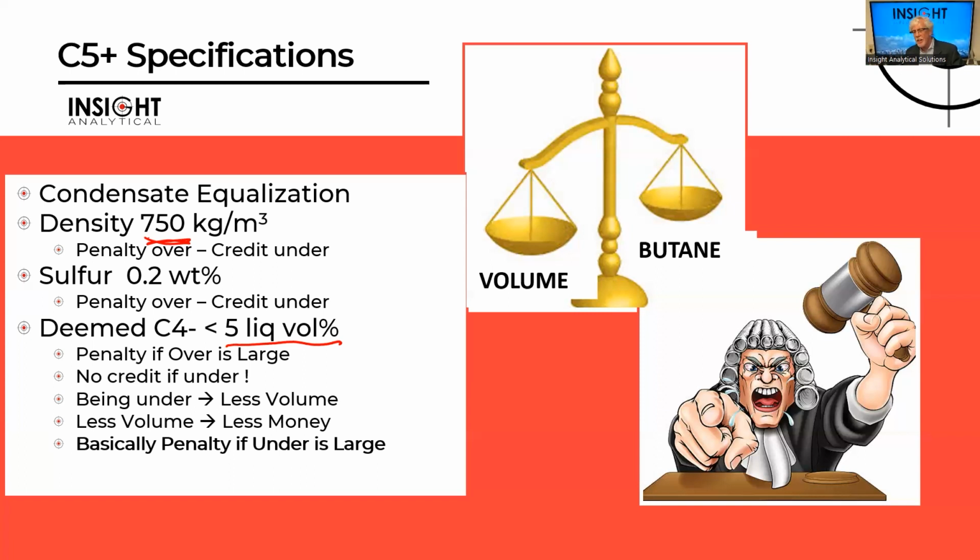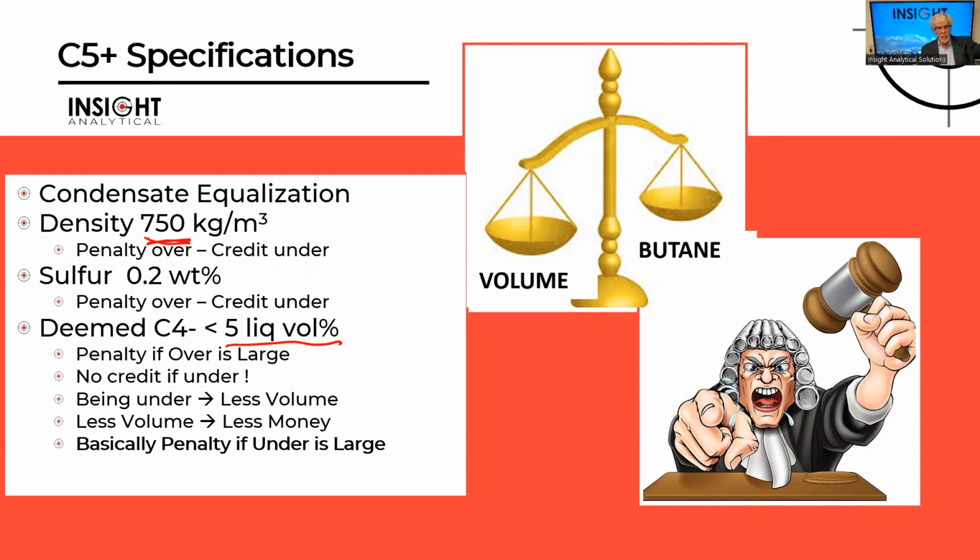But there's no credit if you're under. Because you might say, well, I don't ever want to pay penalties, so I'll run my condensate stabilizer so I'm always under the specification. I don't get any credit for doing that. And if I do that, by being under on the amount of butane that I'm allowed, I end up producing less volume of condensate.